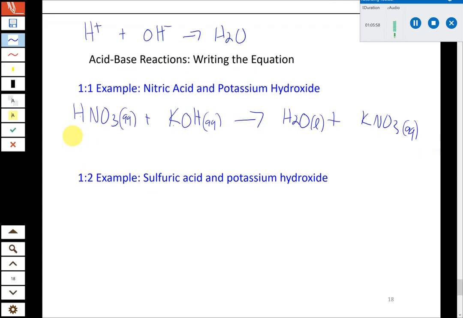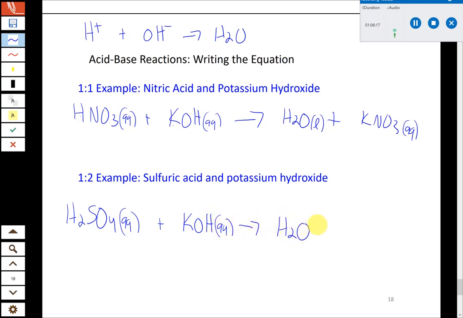But if we go to sulfuric acid and potassium hydroxide, sulfuric acid has a formula of H2SO4, and we're using the same base, which is KOH. Then we're going to form water, and then we're going to form an ionic compound. So the ionic compound is going to be potassium combined with sulfate. Potassium is +1, sulfate is -2, so that's going to be K2SO4, potassium sulfate. That will be soluble because it has potassium in it. But in this case, we're going to need some coefficients to balance it.